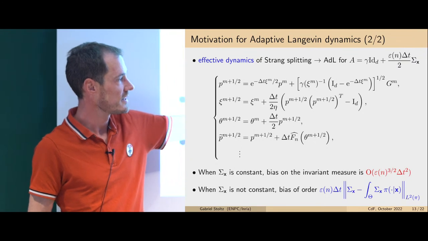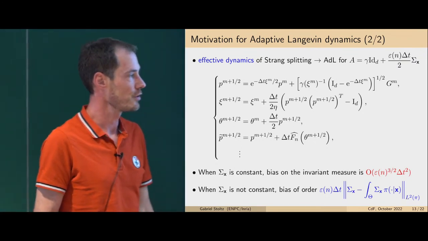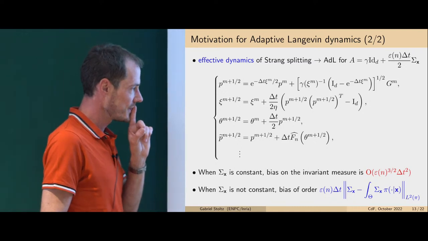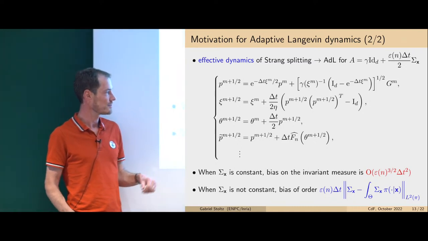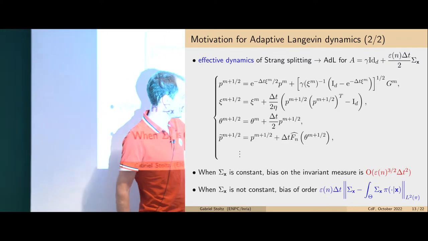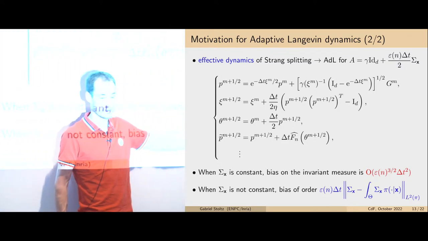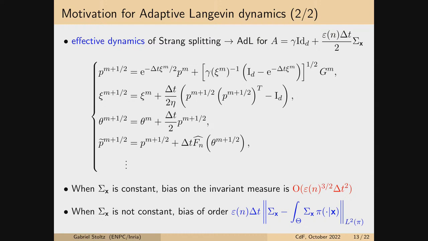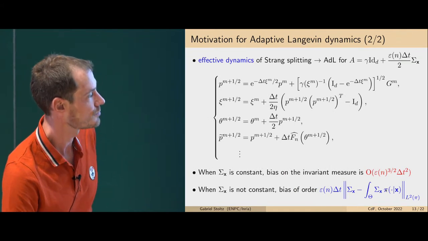When sigma of x is constant, then the bias on the invariant measure is of order delta t squared. Well, up to a prefactor which is still a bit large. The important point is that sigma of x usually is not constant, so then in fact the actual error you're making is still proportional to epsilon n delta t, but then to some projection of your covariance matrix. I mean, you just retain for the covariance matrix the subdominant part, so you're taking out the average of your sigma of x matrix. So when sigma of x is constant, this term indeed disappears, and otherwise it's something that is much smaller than what you would have with Langevin, because in Langevin, essentially, you would not be subtracting this average.